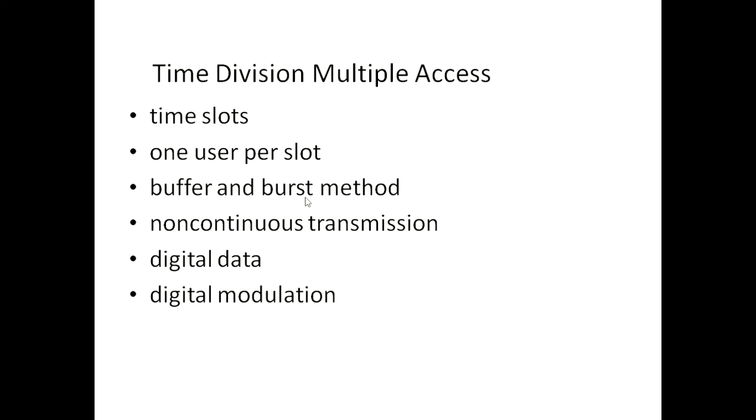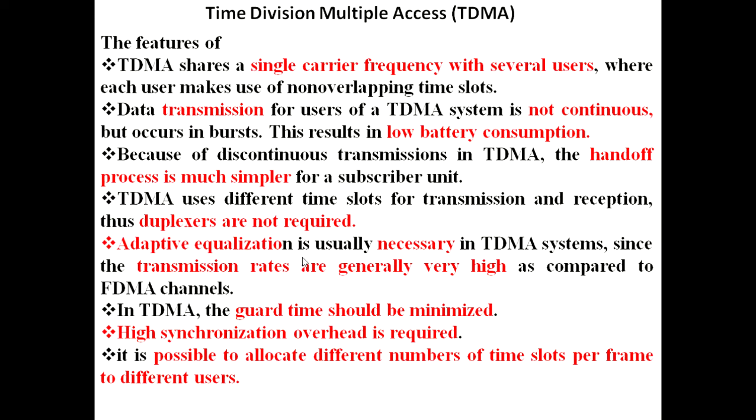That means each and every user's existence is considered as a burst. Whenever a particular user is in transmission, the other users have to store their transmission in the buffer. That is what buffer and burst method means. And when compared to FDMA, TDMA is non-continuous transmission. And it can be used for digital data transmission with digital modulation techniques.